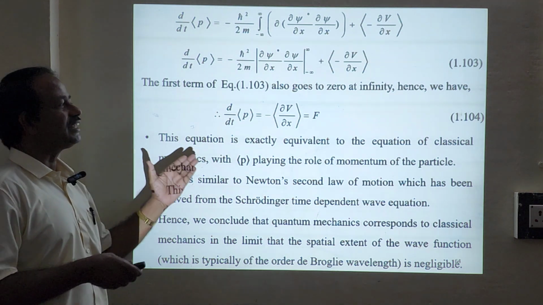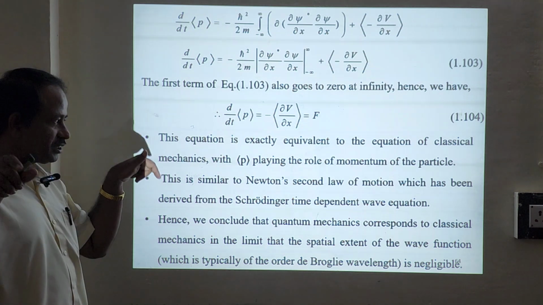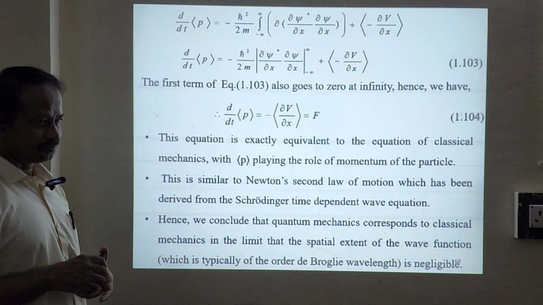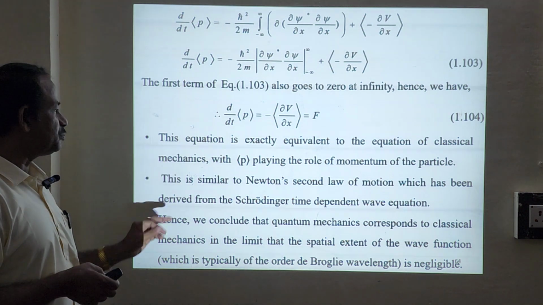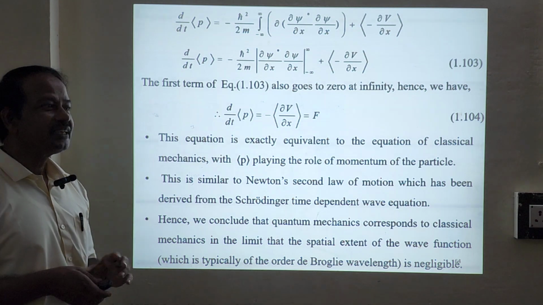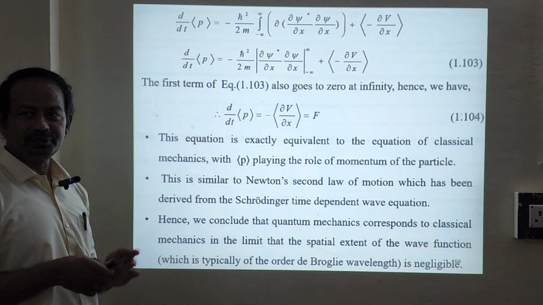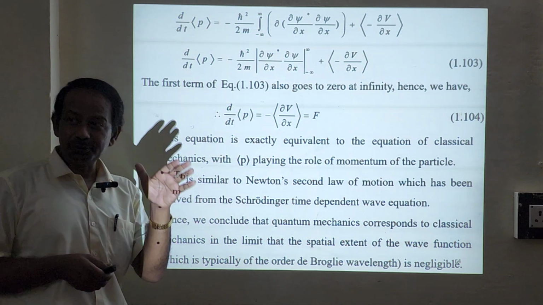So this equation is exactly equivalent to the equation of classical mechanics, with the expectation value of p playing the role of momentum of the particle. So this is similar to Newton's second law of motion, which has been derived from the Schrödinger time dependent equation. We have obtained Newton's second law of motion. Okay. So for everything you will have to derive.